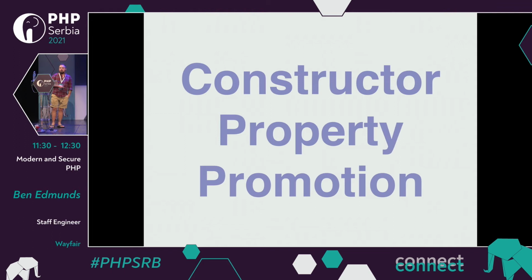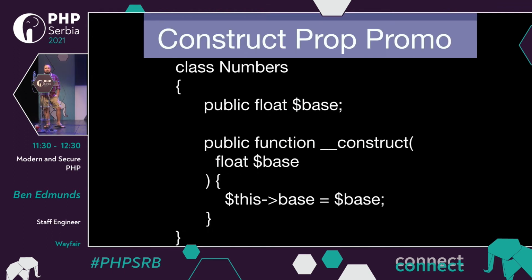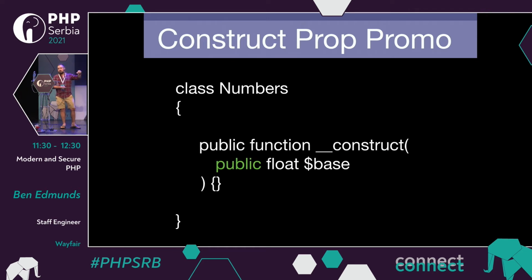Constructor property promotion was added in PHP 8. Before, you would have to do something like this pretty often. We pass in a base value to our numbers, and then we set a property on the numbers class equal to that base value. With property promotion, we can now just say public float base, and that's going to automatically be promoted up. It gets rid of a lot of boilerplate code there.